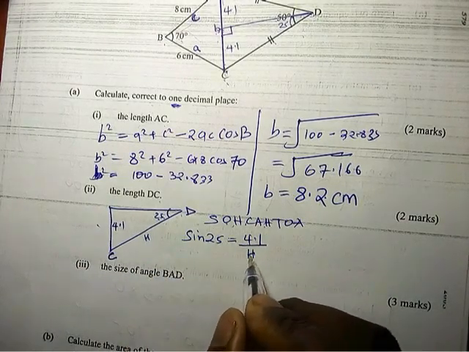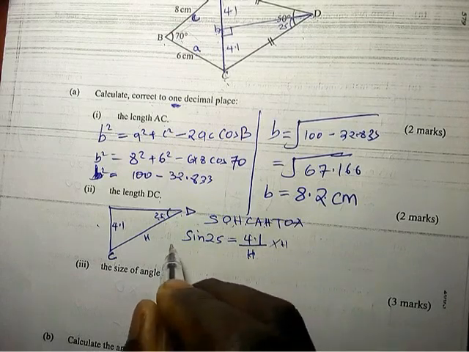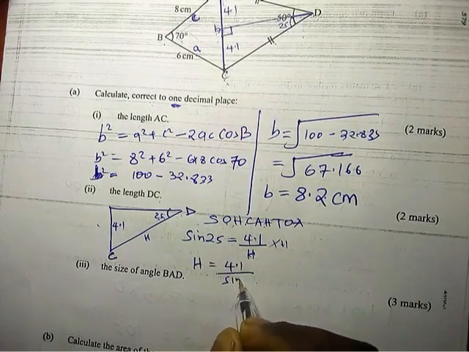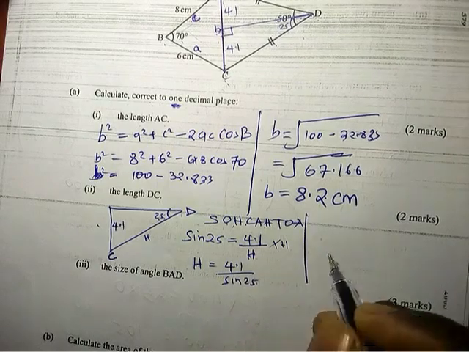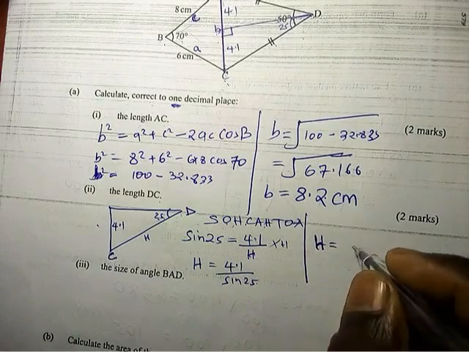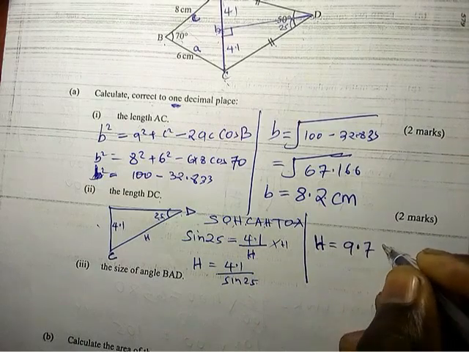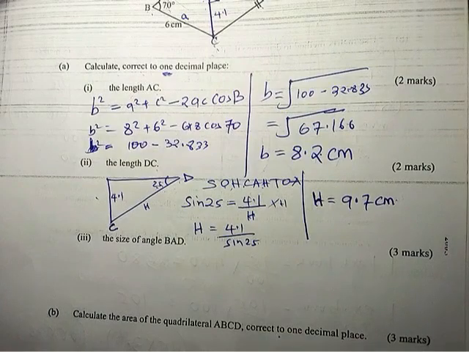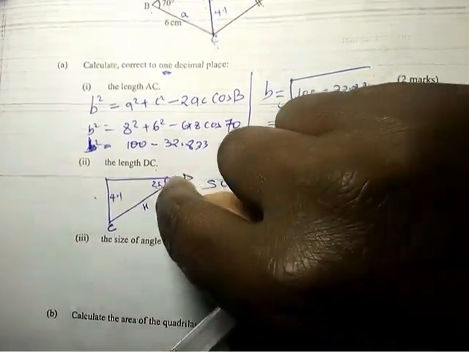So we want h. h equals 4.1 divided by sine 25. So h is equal to 9.7 centimeters. So you use Pythagoras. We stand at 25 here.